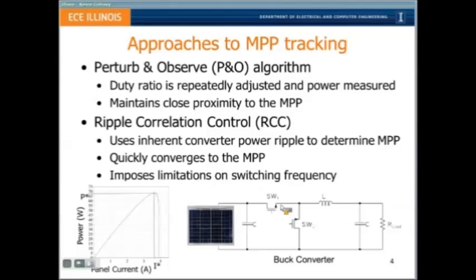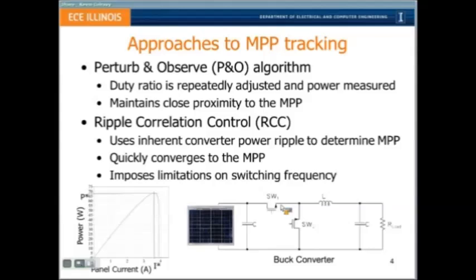Unfortunately, there are some limitations posed by the panel capacitance. Effectively, the phase shift between voltage and current that we rely on for the RCC algorithm to operate is negated at frequencies above about 100 kilohertz. So ripple correlation control will not work in this implementation above 100 kilohertz. Now, this does pose the question: is there another ripple that's inherent in the converter operation that we could use to achieve maximum power point tracking?